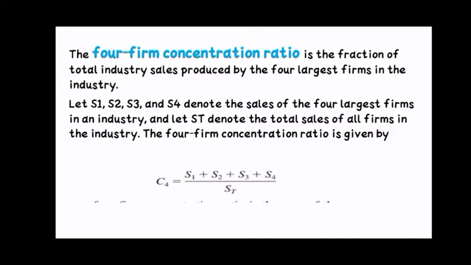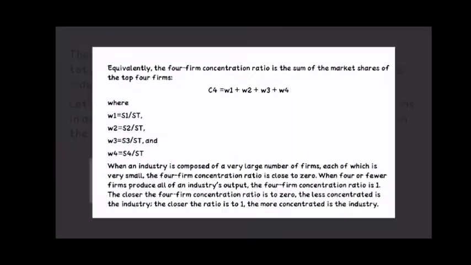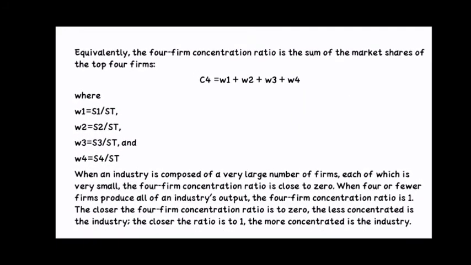Let S sub 1, S sub 2, S sub 3, and S sub 4 denote the sales of the four largest firms in an industry, and let S sub t denote the total sales of all firms in the industry. The four-firm concentration ratio is given by C sub 4 equals S sub 1 plus S sub 2 plus S sub 3 plus S sub 4 divided by S sub t. That is the formula given for the four-firm concentration ratio, where equivalently the four-firm concentration ratio is the sum of the market shares of the top four firms.